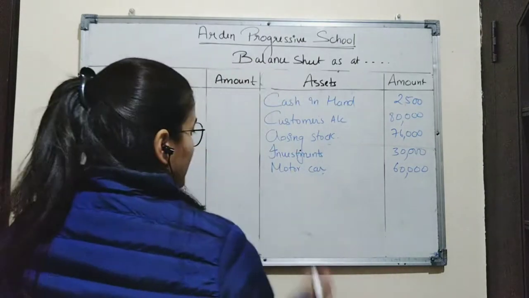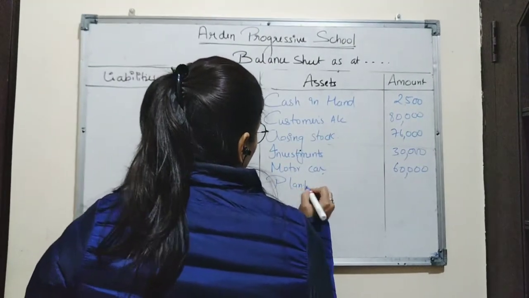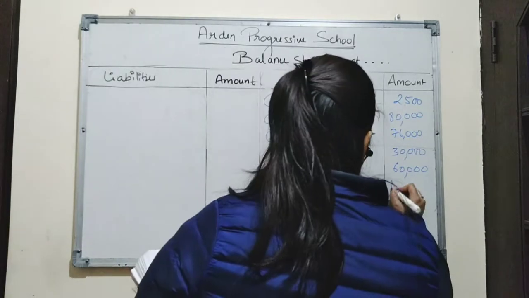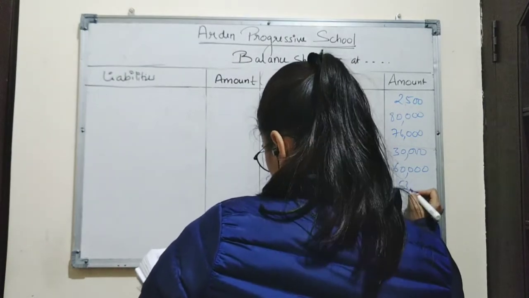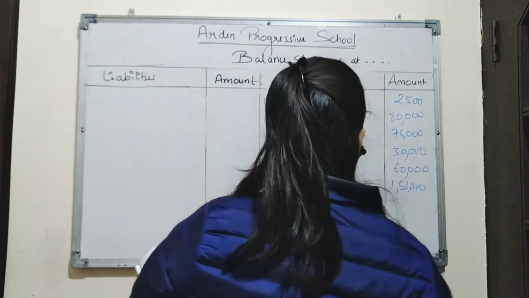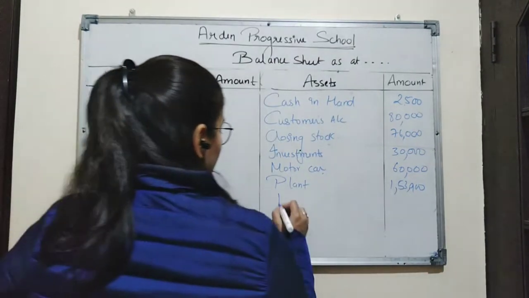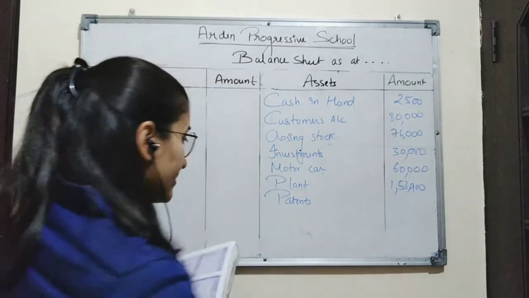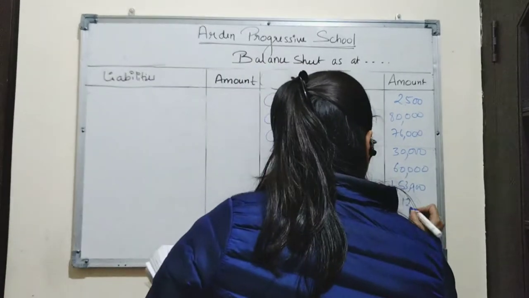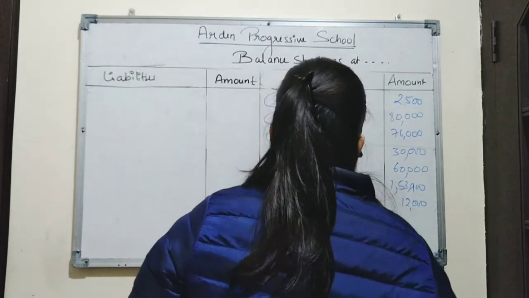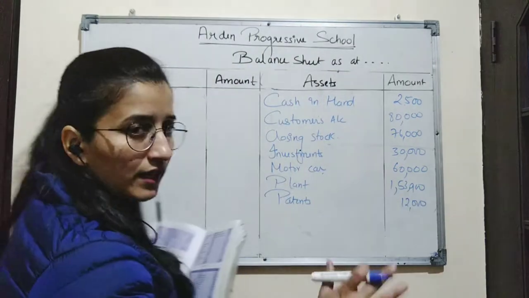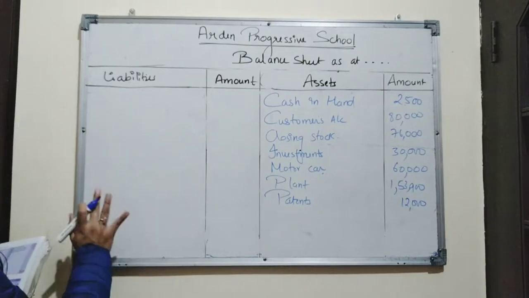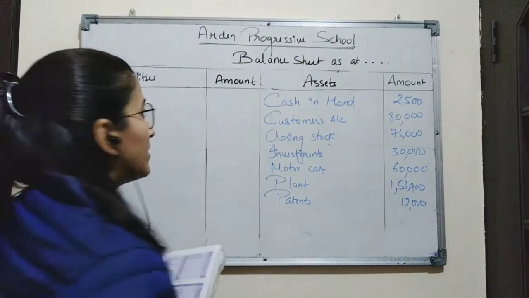60,000. Next item is plant. Plant, which is also fixed assets, amount will be 1,53,900. Next is patents. Patents is intangible fixed assets and the amount is 12,000. So we have recorded all the items which will be included on asset side. Now we record the items which will be included in liability side.